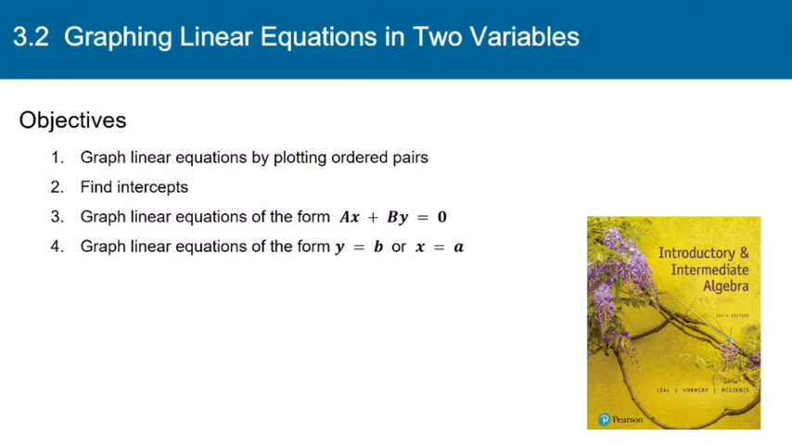Today we're in section 3.2 and we're going to start graphing linear equations in two variables. So we're going to look at a few different things here. First, I'm going to show you how to graph linear equations by plotting ordered pairs. And then I'm going to show you how to find the intercepts, and we will graph lines using the intercepts.